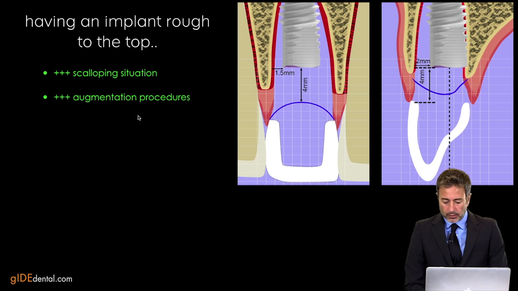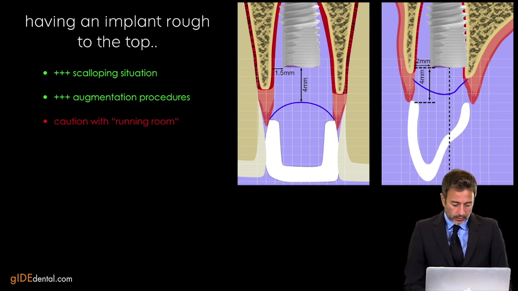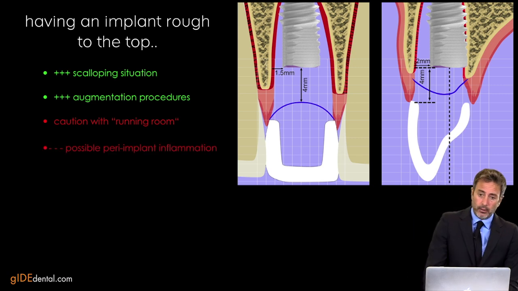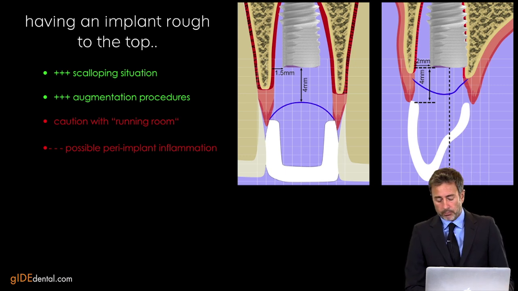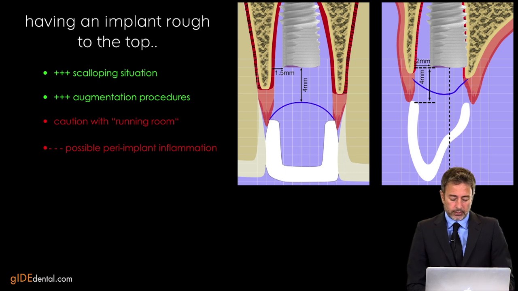In the images here you see an immediate implant placement into an extraction socket. So it is beneficial to have a rough-to-the-top implant in the aesthetic zone, but on the other hand, we have a greater running room for the abutment in the soft tissue, and this could be difficult in the designing of the abutment. And because of that, and because of the rough surface, we have possible peri-implant inflammation, and this could be the drawback for this situation.